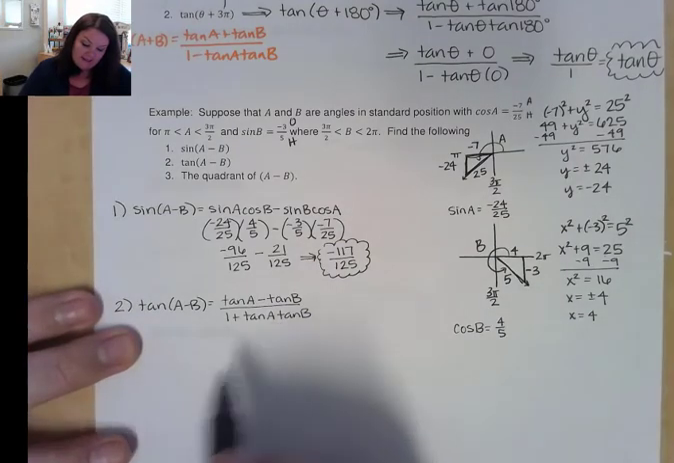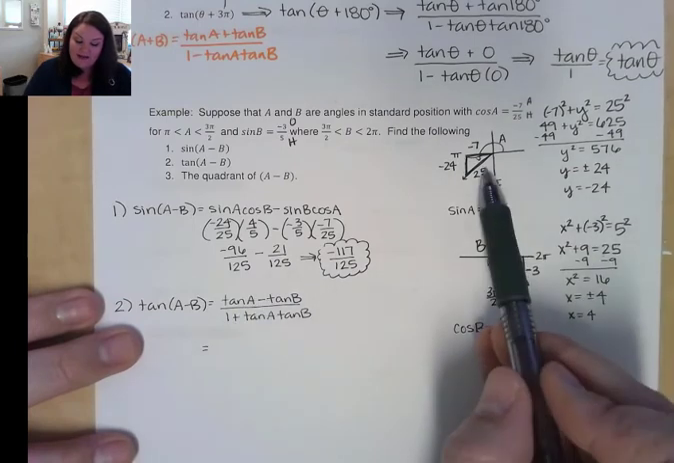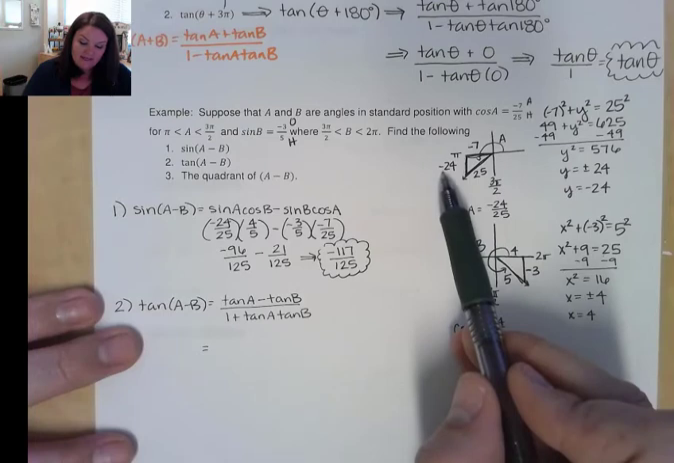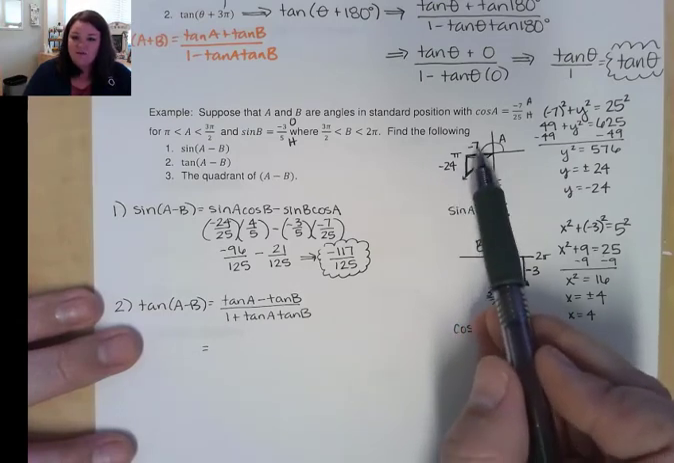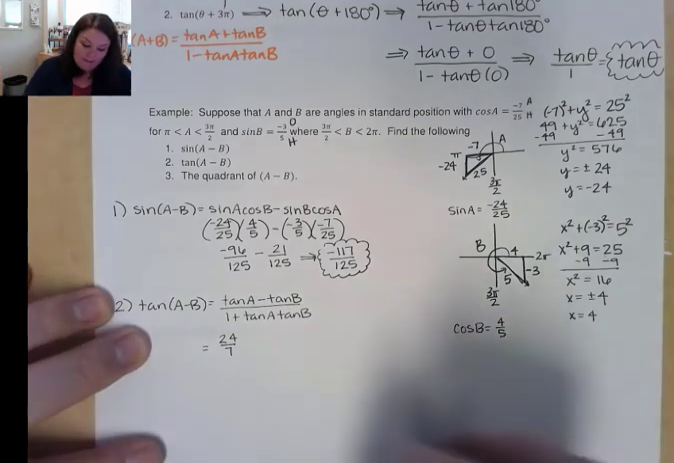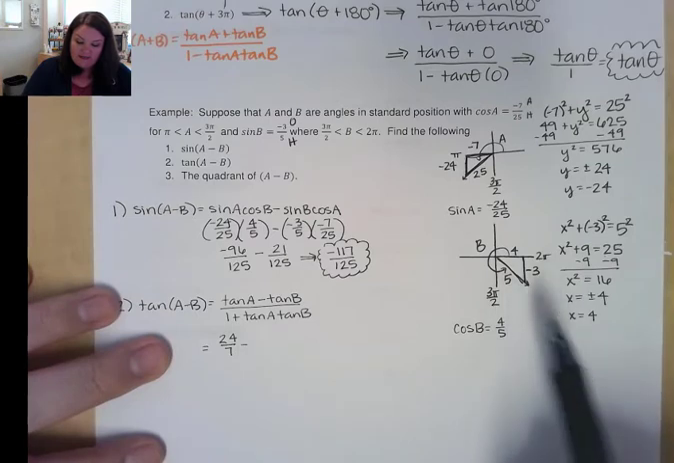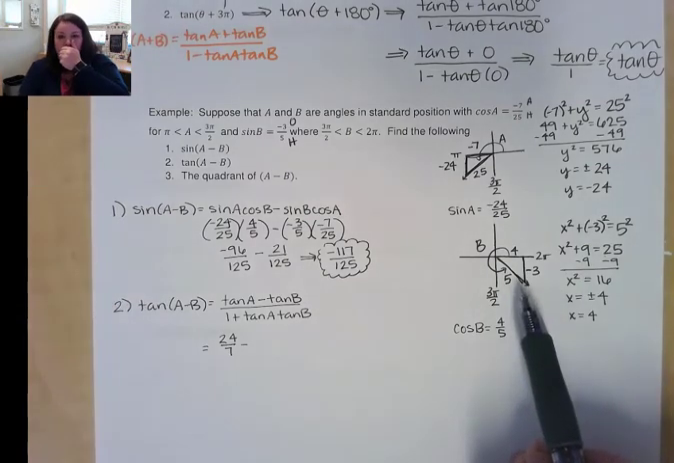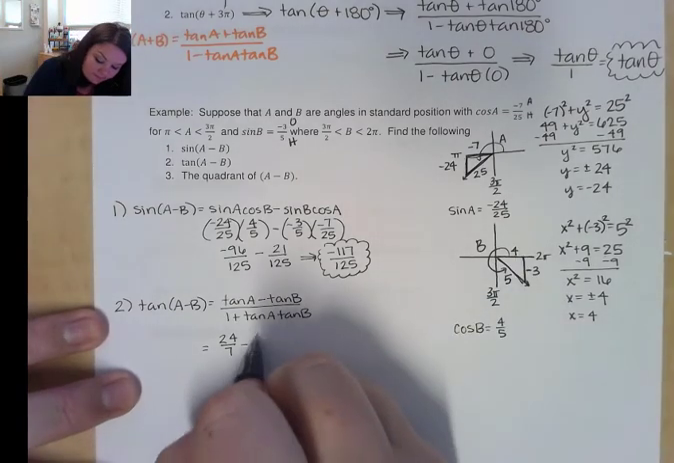So let's go ahead and simplify here. Tangent A, so go to our A, we need TOA, opposite over adjacent. Opposite is negative 24 over the adjacent, which is negative 7. Negative over negative becomes positive. So we have 24 sevenths minus tangent B. So I need to know the tangent of this one. Opposite over adjacent, so negative 3 over 4.